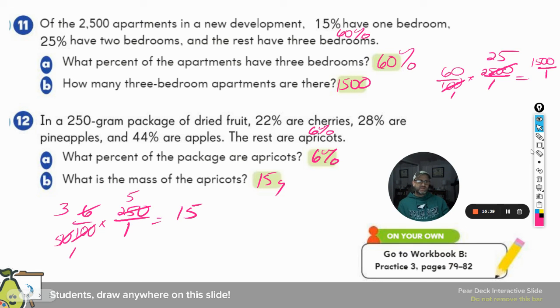Over here, you got 23% cherries, 20% pineapples, 44% apples, and 6% apricots are what's left. So I did the 6/100ths times 250. And then what I actually did first is I just simplified the 6/100ths to 3/50ths. And then once I did that, I could simplify the 50 and the 250 to a 1 and a 5 because they both divide by 50. 3 times 5 is 15, over 1 is just 15 grams.